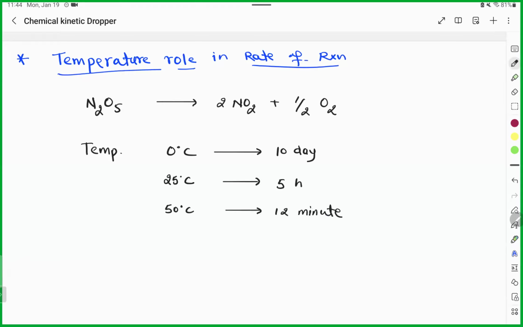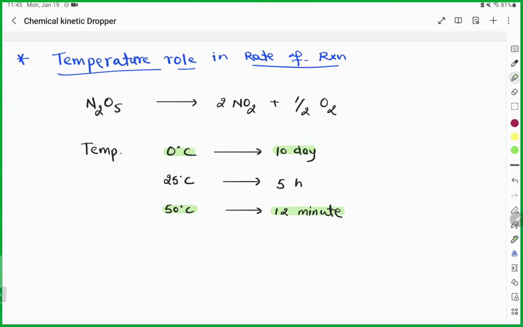Nobody will ask you this data. It's just giving you an example of how temperature impacts: from 0 degree it takes this time and at 50 degree it takes this time. And you can imagine now why we keep our food items in the refrigerator. We understand there are negative impacts also, but one of the basic reasons why it is kept in the refrigerator is to reduce the temperature, because any reaction will slow down too much.